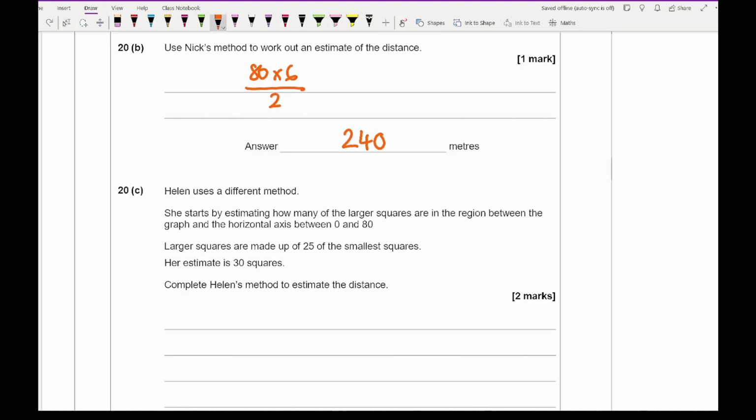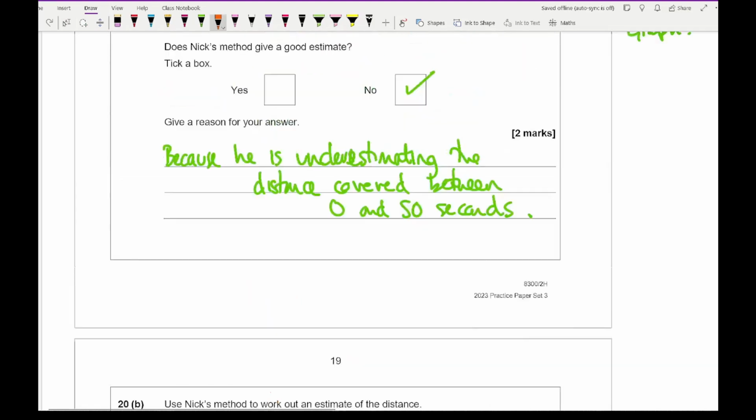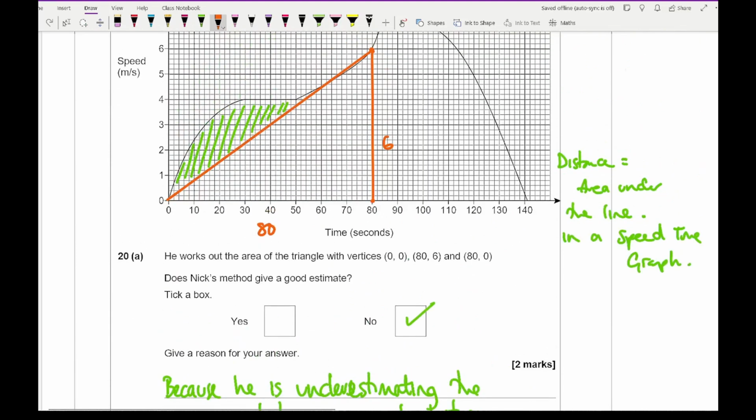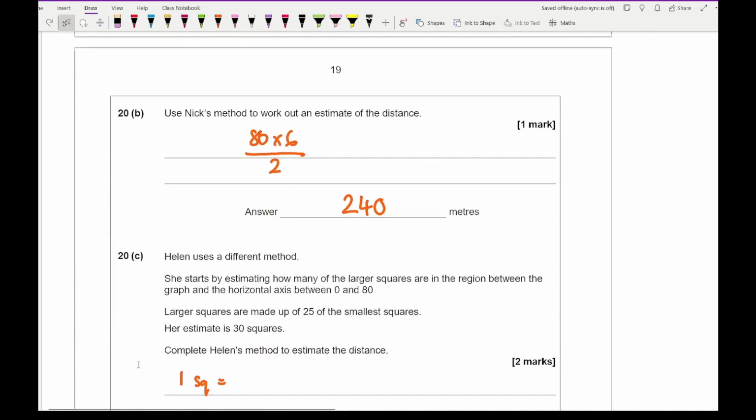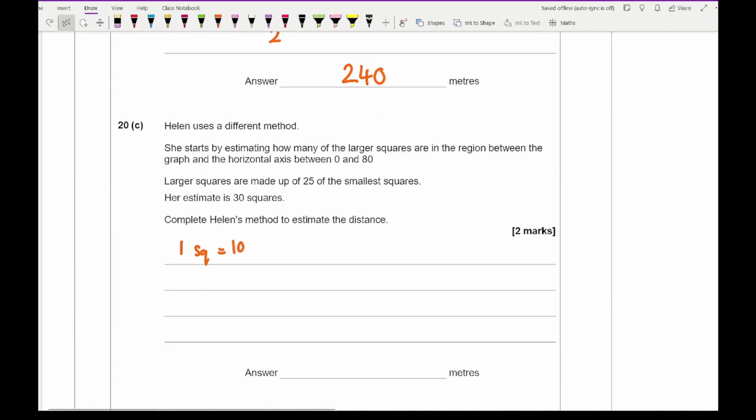So for this, we know that one square is, if we go back to the graph, so if I pick one of these squares, we know that the base is 10 seconds, and we know that the height of one of those squares is 1 meter per second. So then one little square is going to be 10 times 1, so that's 10 meters. So then we've got 30 boxes. So we do 30 times 10, and that equals 300 meters.